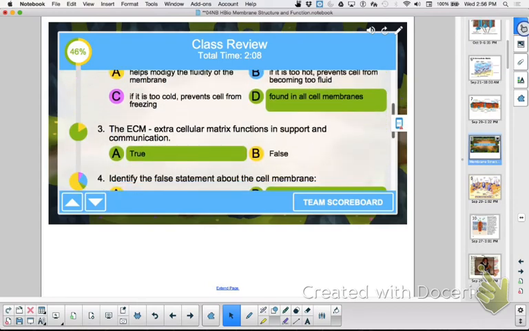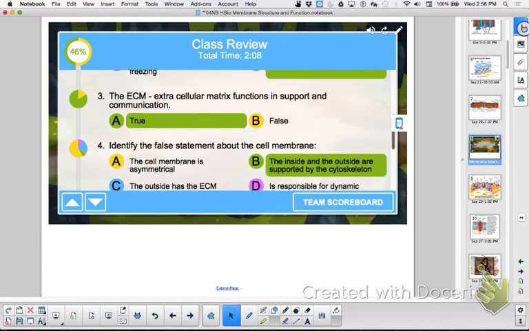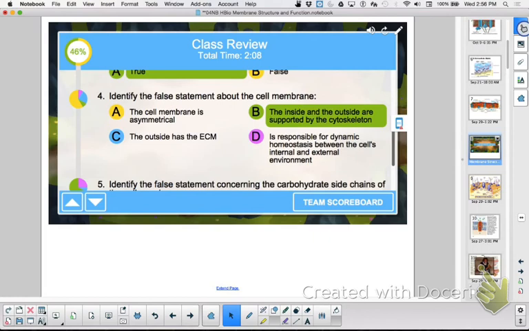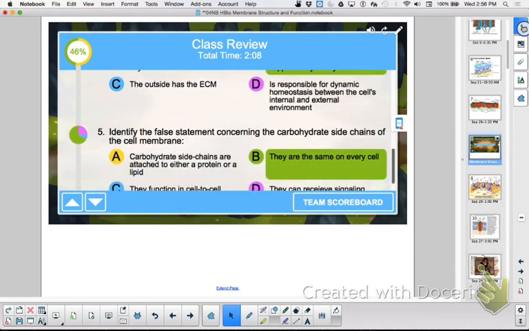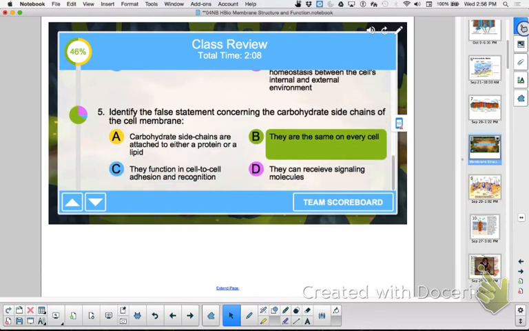The extracellular matrix functions in support and communication. That is true. Identify the false statement. The inside and the outside are supported by the cytoskeleton. No, only the inside. Good. And identify the false statement. The carbohydrates are not the same, because remember that helps us identify self from non-self and also who you are. It's by your extracellular matrix. And that is it on that.